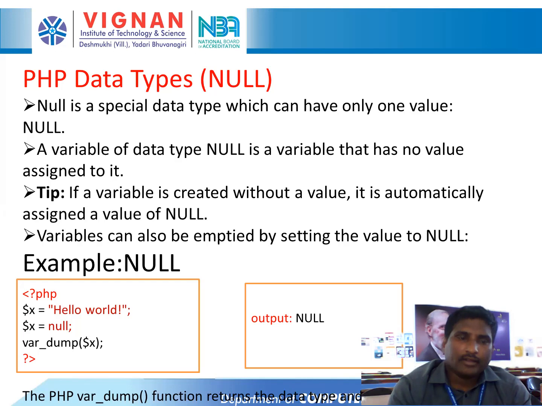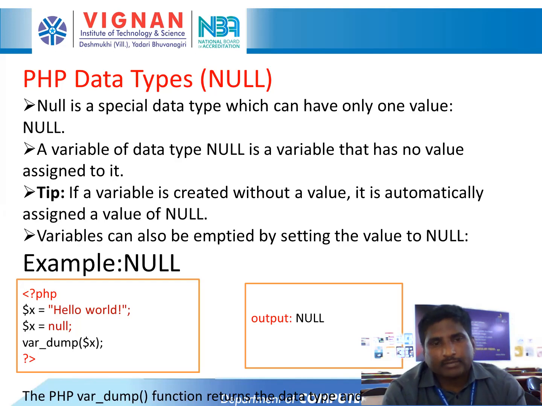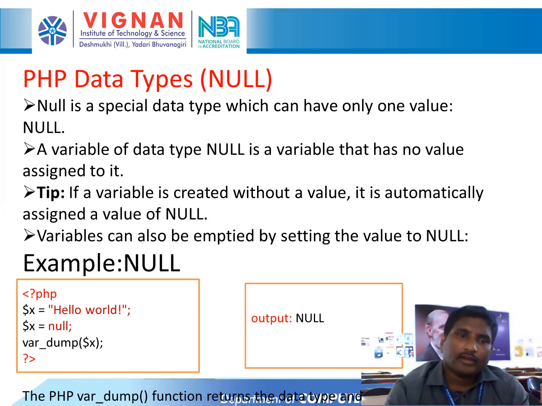For example, here we have written the PHP code. Variable $x is a variable of type string, because Hello world is assigned to it. After that, in the second statement, $x equals null. The output of var_dump is given as null. Even though x is initially assigned a string value, after that we are assigning null, so the type of x is null. So the PHP var_dump function returns the type and value, which is null only.